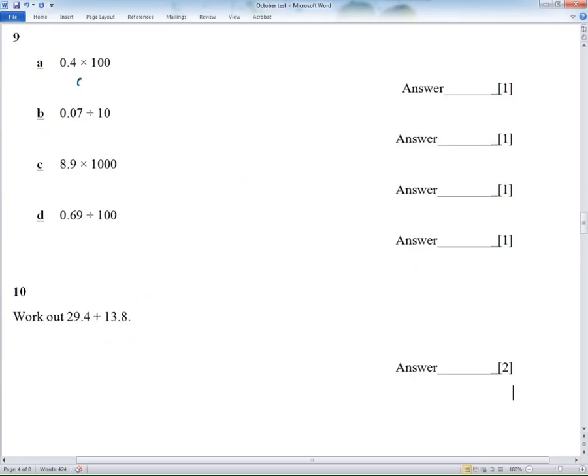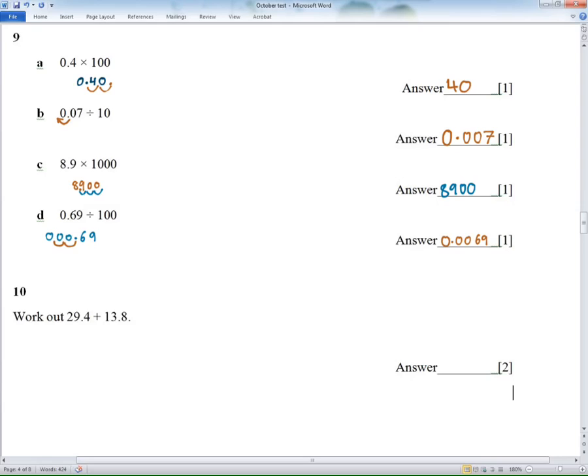Let's move on. This question was pretty much done very well. 1 or 2 people just made a mistake in the last question, I believe, doing times 100 instead of divide by 100. So 0.4 times 100, we're going to move the decimal point 2 places to get an answer of 40. 0.07 divided by 10, we're going to move the decimal to the left 1 place to get 0.007. 8.9 times 1,000, move the decimal place 3 places to the right to get 8,900. 0.69 divided by 100, move the decimal place 2 places to the left to get 0.0069.